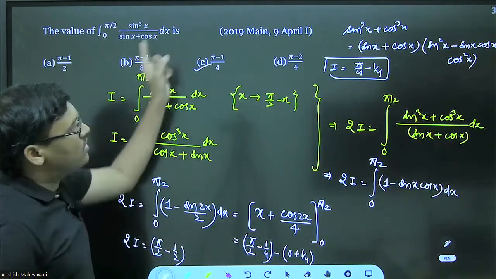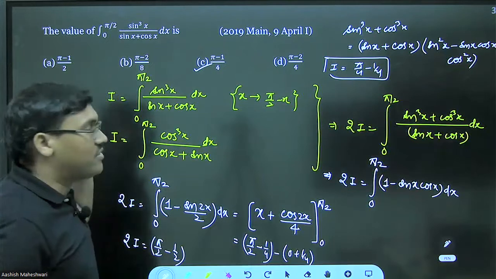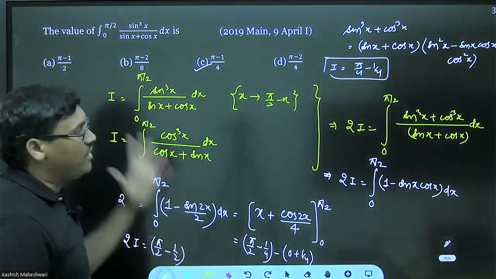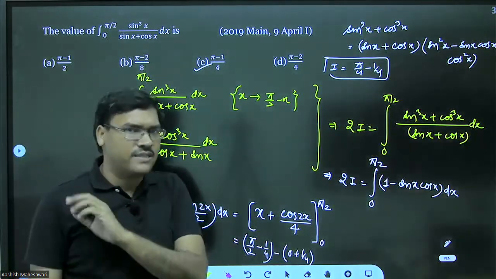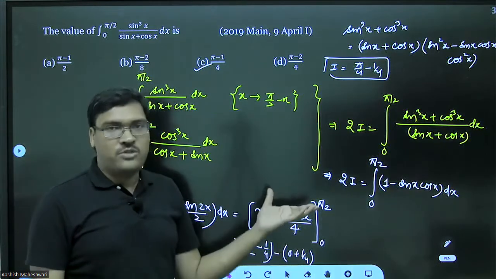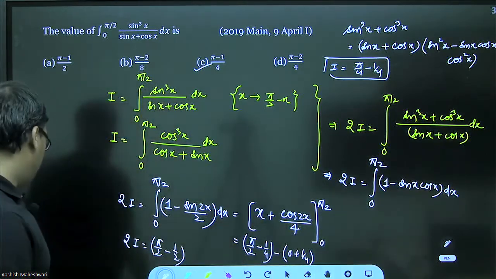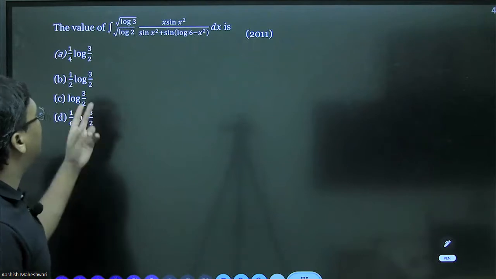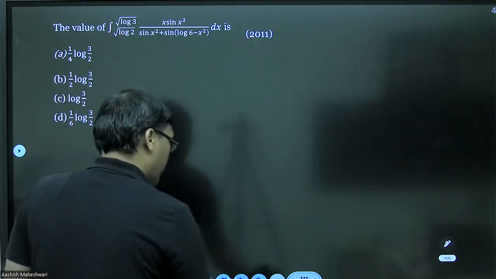You can see the power of this property. This is why this is called the King property. Very important. If you don't understand anything in an integration, if nothing clicks for solving the question, you think about this property. So this is one example I have taken. Let me take one more example so it will be easy to remember.